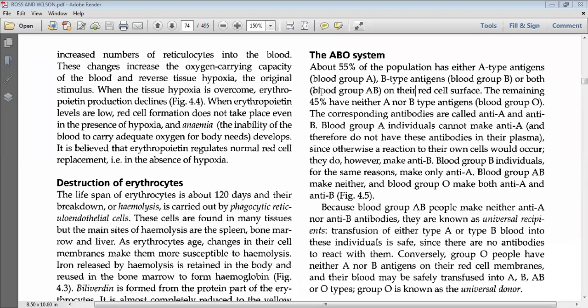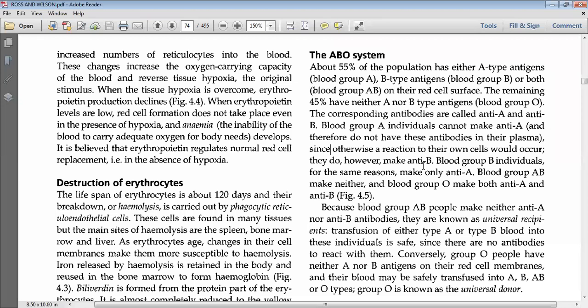It consists of the 55% of the population that have A or B or AB blood group, while the 45% have blood group O. The corresponding antibodies are called anti-A and anti-B. Blood group A individuals cannot make anti-A and therefore do not have those antibodies in the plasma, since otherwise a reaction to their cells would occur. We also saw that a transfusion reaction may occur. However, they make anti-B.